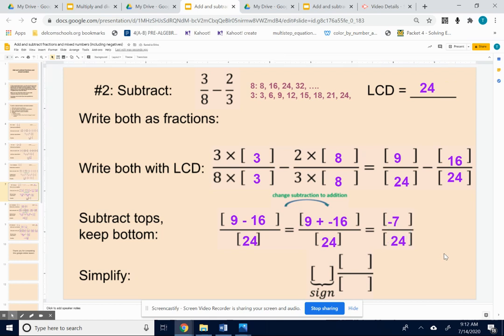Go ahead and write down the other way to write that answer. 7 over 24 is reduced, so you don't have to worry about reducing. And it's not improper because the top number is smaller than the bottom. But go ahead and write the other way that we could write this answer. We could take that negative and put it out front. So negative 7 over 24 is the same thing as negative 7 over 24.